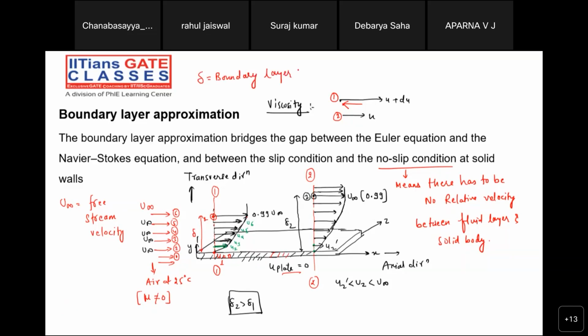Boundary layer thickness. All of you are getting my point or not? Tell me, guys. Whether you are understanding the communication between the fluid layers, which is happening whenever they come in contact with a flat plate. Please check it out. All of you, please respond in the chat section.